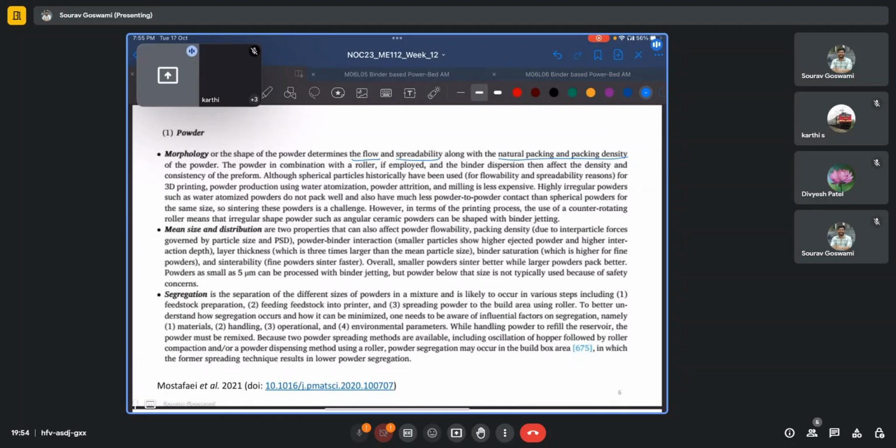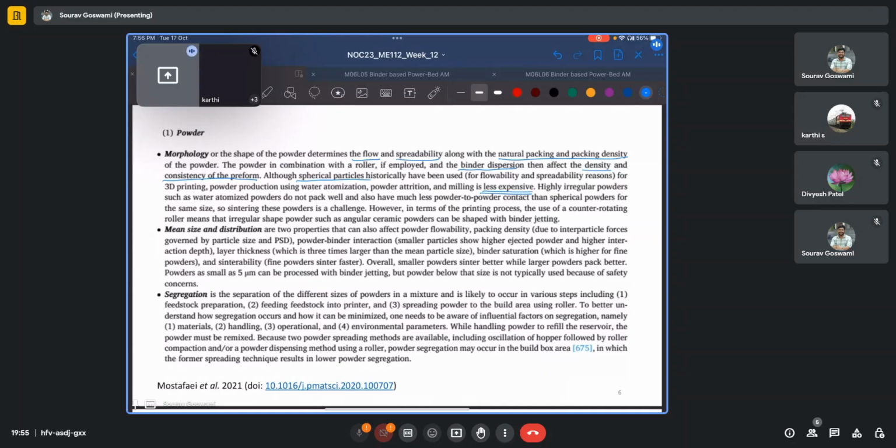By using the counter-rotating or forward-rotating roller, or by changing the type of binder, we can change the density and the consistency of the green part. Historically, spherical particles have mostly been used. Powder production using water atomization and attrition and milling is less expensive, and the powders generated via these routes will also have low sphericity and can have a wide distribution in the sizes.